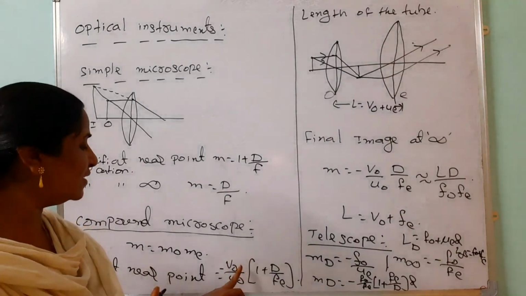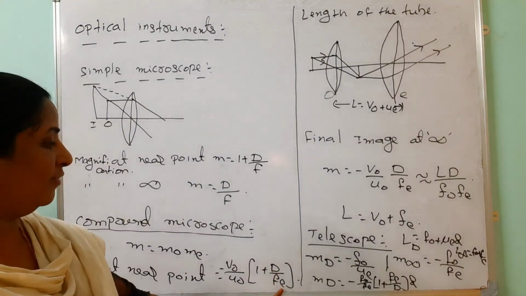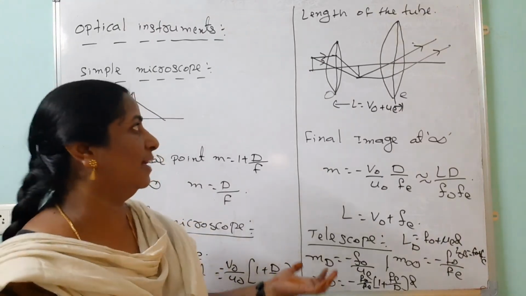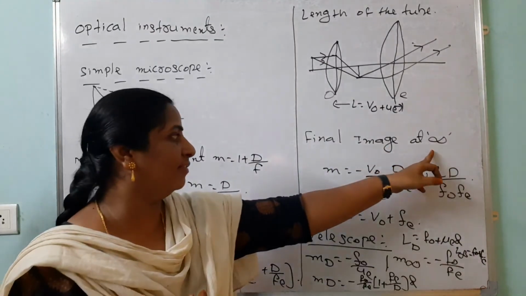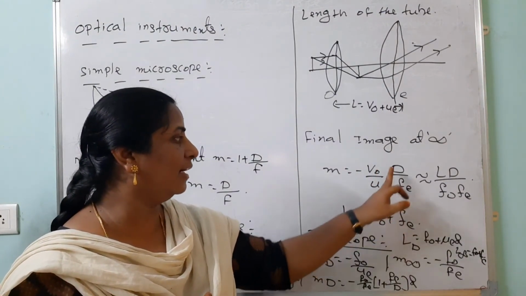V0 is the image distance of that object and U0 is the object distance, times 1 plus d by Fe. Fe is the focal length of the eye lens. You must memorize all these formulas. When the final image is at infinity, you get m equals minus V0 by U0 times d by Fe.